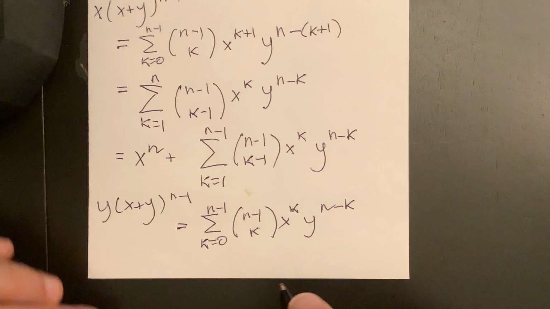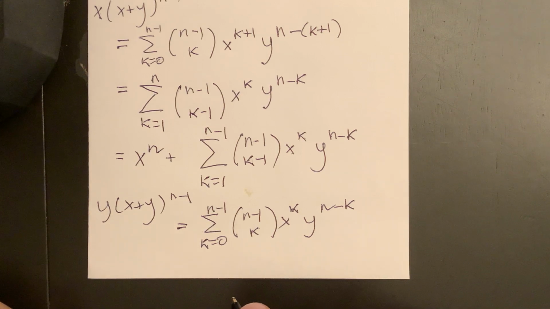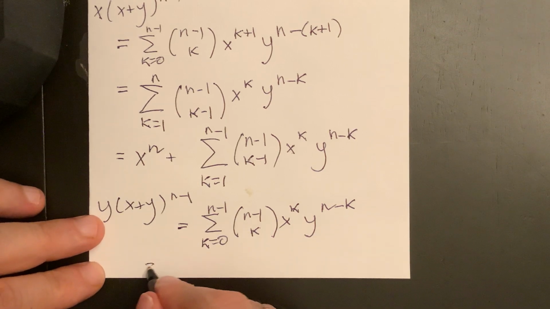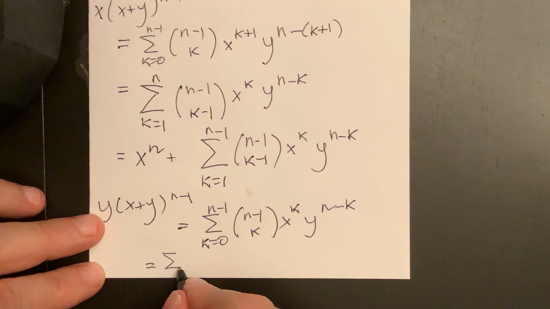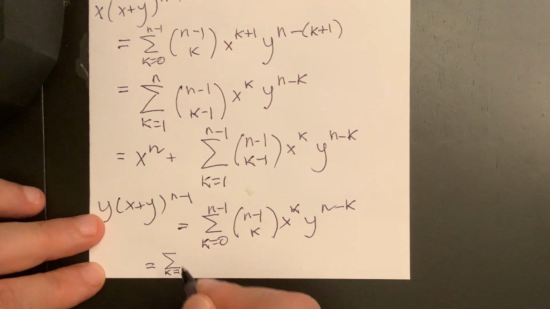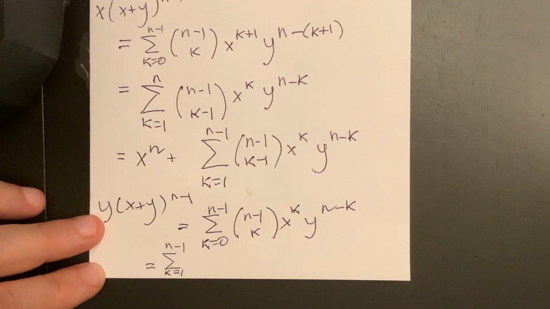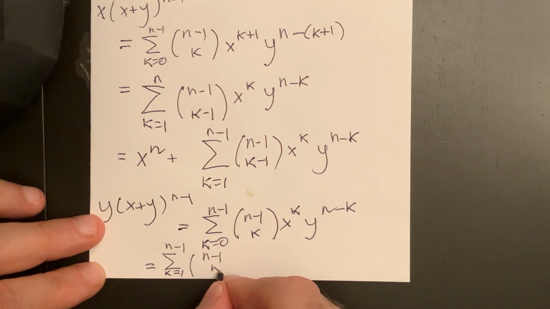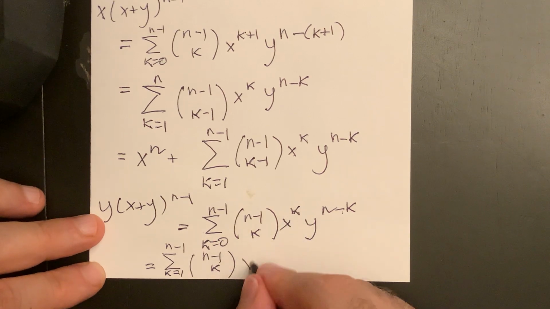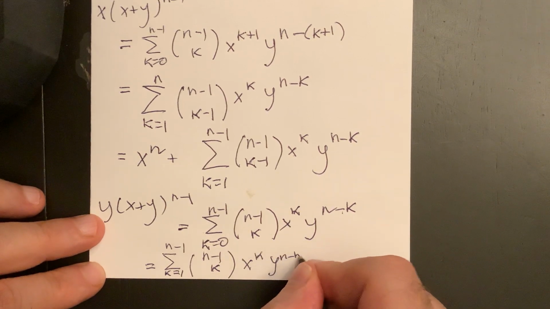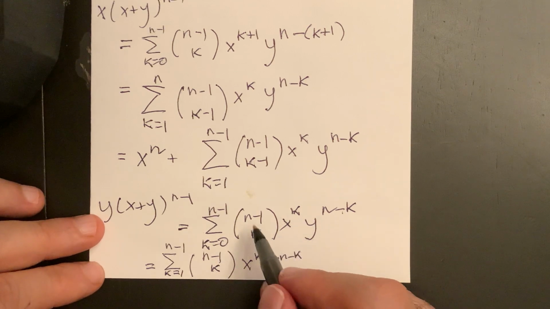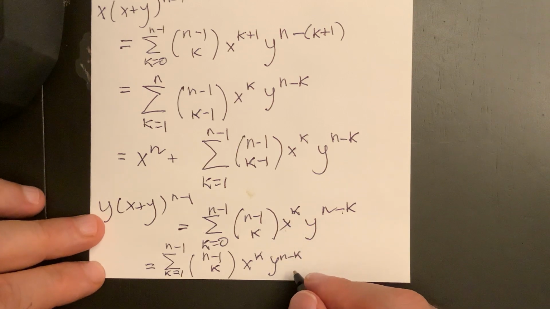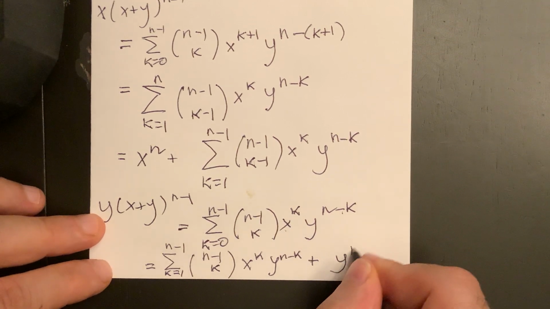Okay? And this one's in good shape already. All I want to do here is peel off the k equals 0 term. I'm going to try to squeeze it down here so that I can go to the next page altogether. So this is the sum k equals 1 to n minus 1. All I'm doing is taking off the k equals 0 term, n minus 1 choose k, because these look nice, x to the k, y to the n minus k. Now at k equals 0, I get n minus 1 choose 0, which is 1, and I get y to the n. So I just have to add out here y to the n.